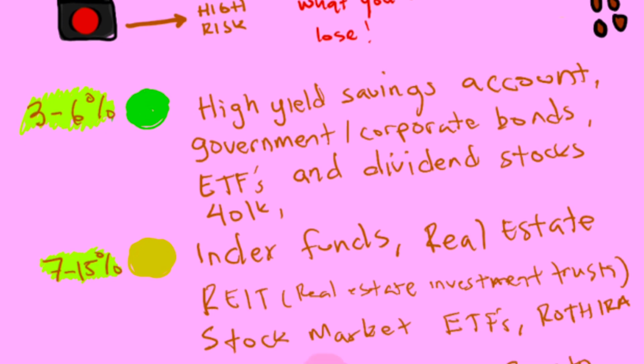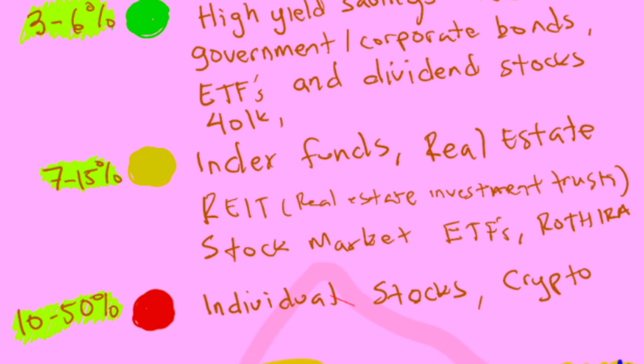Now, medium risk investments, this is where we can get a bit more aggressive and actually start building wealth. When we talk about medium risk investments, we're talking about index funds, real estate, real estate investment trusts, stock market ETFs. These types of investments, while a bit more aggressive, are still considered safe and can help you build wealth as opposed to just maintain the wealth you have.